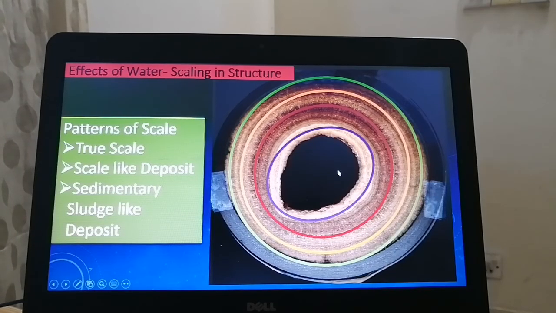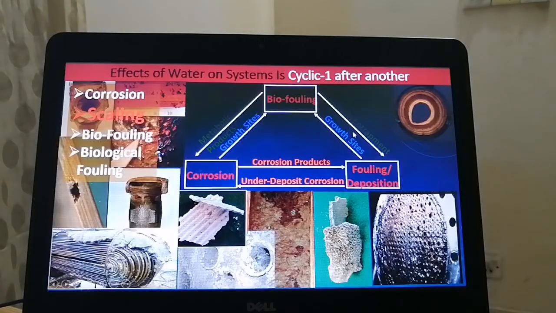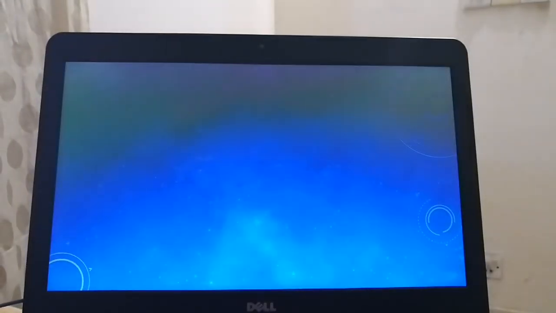If we don't put any restriction, any inhibition, any hindrance, scale grows and closes the whole pipeline. If you see here, the ID of the pipe is reduced, maybe almost 80% gone. So this is how scale affects our system. Again, water chemistry and scaling is an integrated effort, and it builds one after another. Again, I'd like to show this slide, and by the time, if you have any question, please let me know.